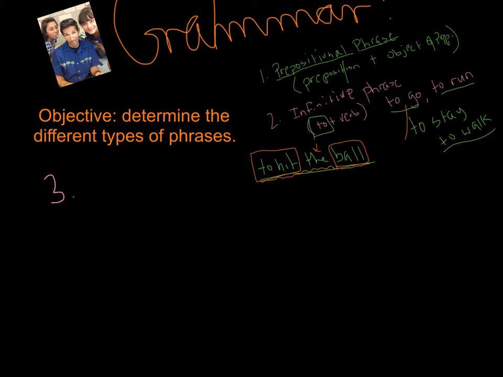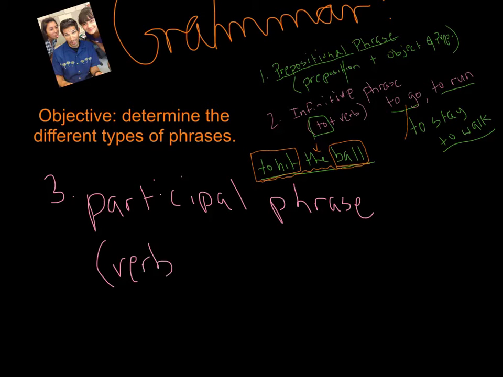Our third and final phrase is a participle phrase. Let me write that correctly. There we go. It's a participle phrase. Now, a participle phrase will always start with a verb, and then it'll end with some kind of object. So again, it will start with a verb.